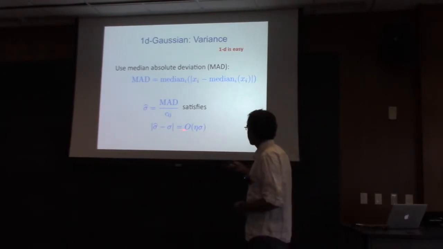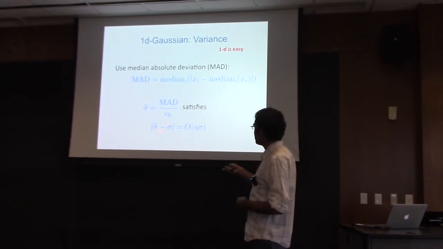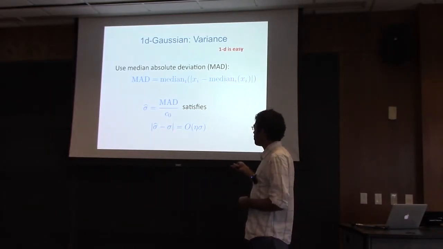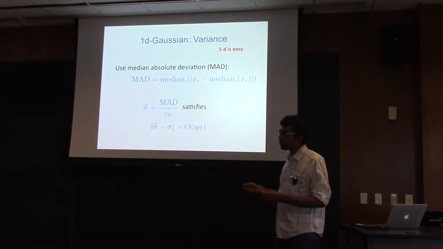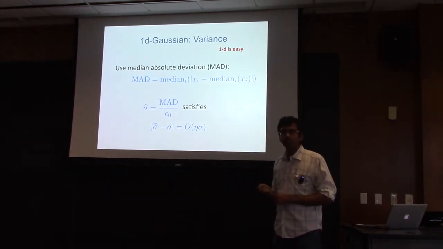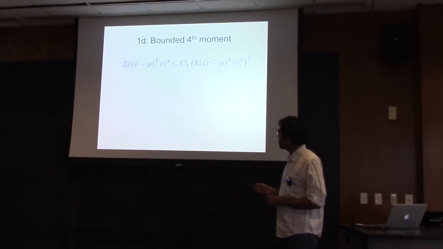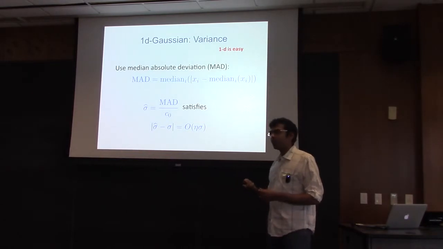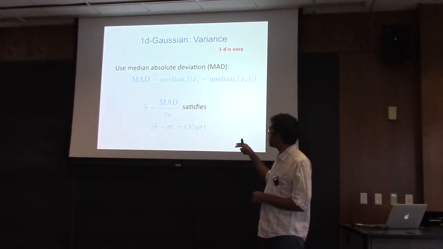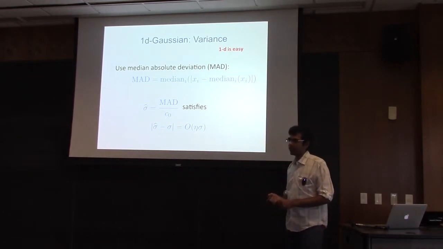If you do this, look at the median of medians, you'll get sigma hat minus sigma to be of order eta sigma, which is optimal. Questions? What is C0? C0 is an explicit constant you can compute. For a normal distribution, there is a specific constant.